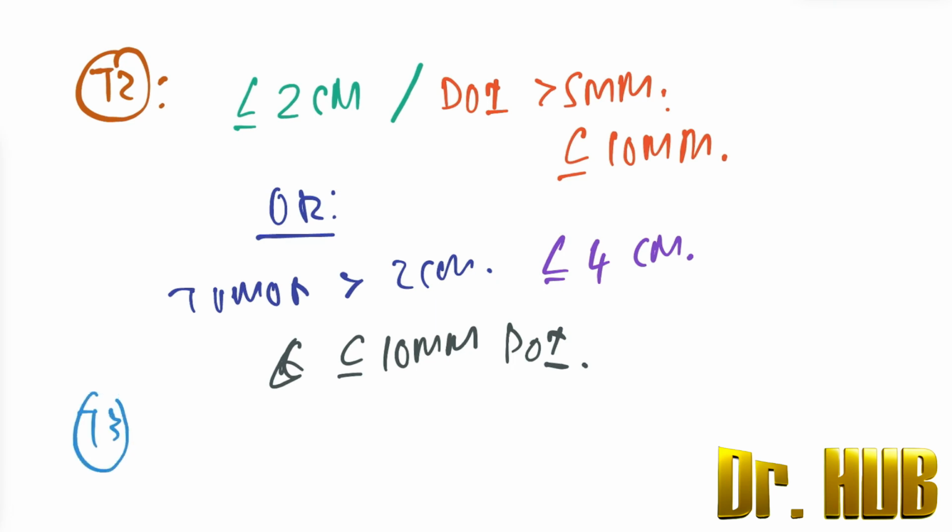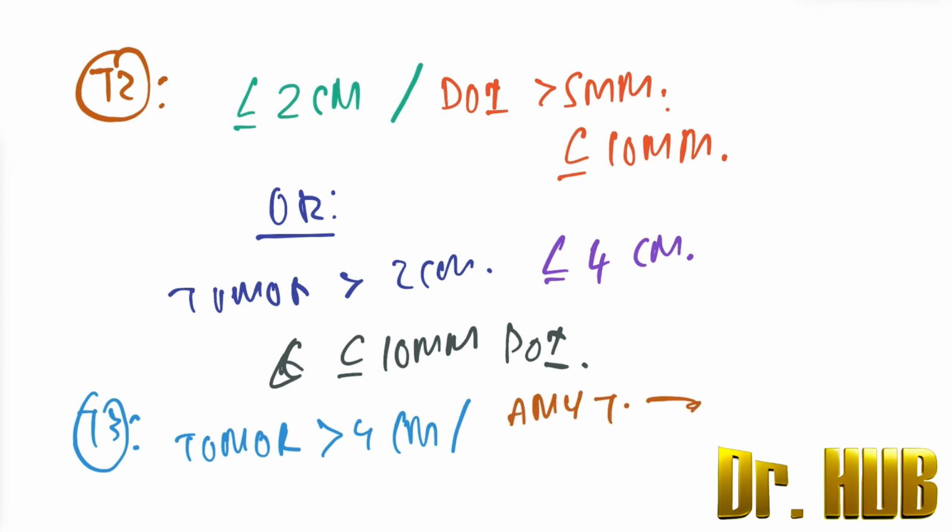Next we focus on T3. T3 means a tumor greater than 4 centimeters, or any tumor with a depth of invasion greater than 10 mm. So if the depth of invasion is greater than 10 mm, it automatically falls under T3.